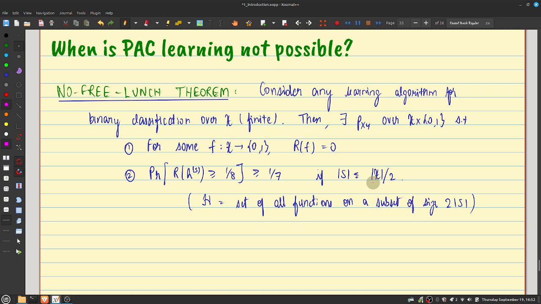Okay. Then in fact you can construct two things. So one is you can construct a function. So you can construct a distribution, a joint distribution, for which for some function the generalization error is exactly equal to 0. Okay. There is some ground truth that achieves 0 error, but then your learning algorithm, if it observes too few samples, in fact less than half of the number of points in the domain, then you will not be able to learn. So these constants are chosen arbitrarily. Basically says that the output of your learning algorithm will achieve a generalization error that is large, and that this happens with some constant probability.